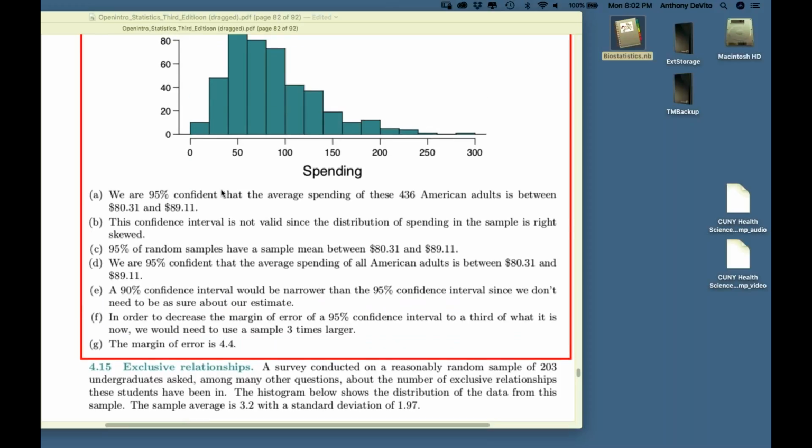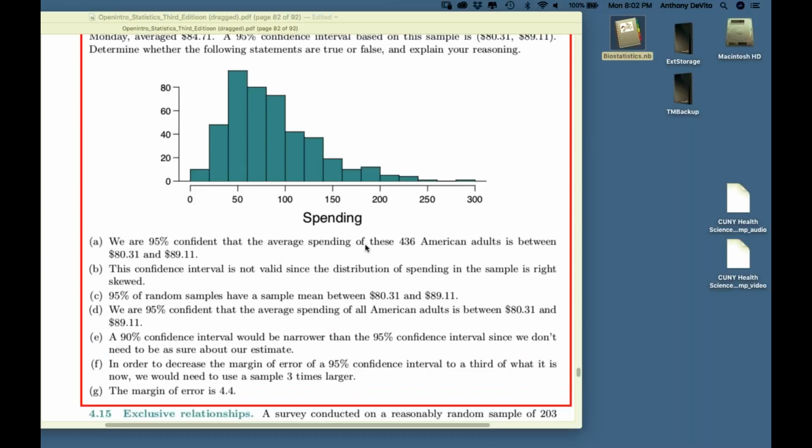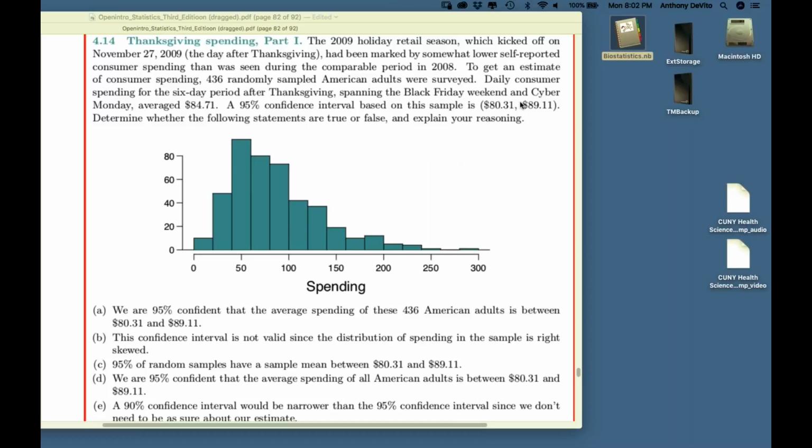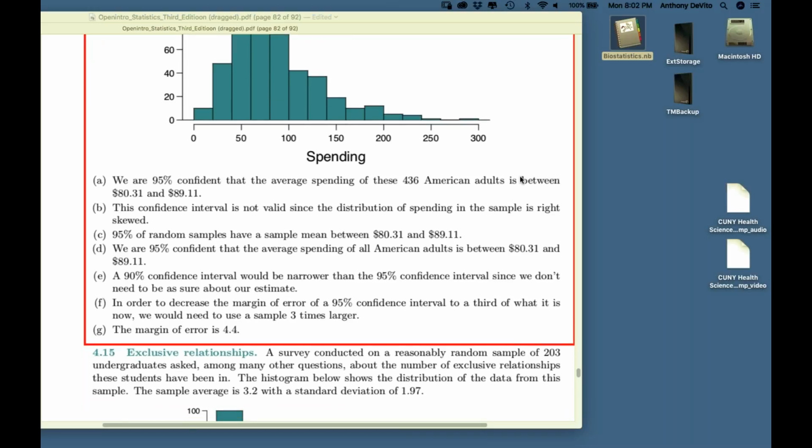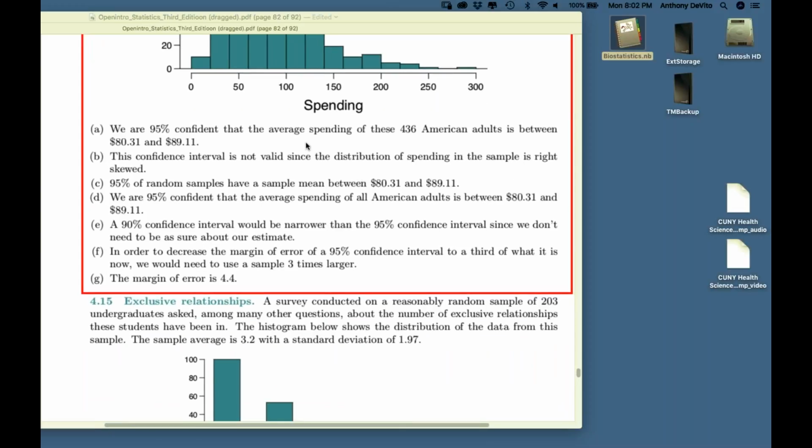Well, that's false, right? We're 95% confident the true mean for all Americans during that period was between these two numbers, not just for the people in this sample. We know what the difference is in this particular sample, and it's not affected by the standard error. Sample size doesn't affect that, right? So that's not really true. That describes the sample, but the confidence interval describes our estimate for the mean for the entire population, not the sample.